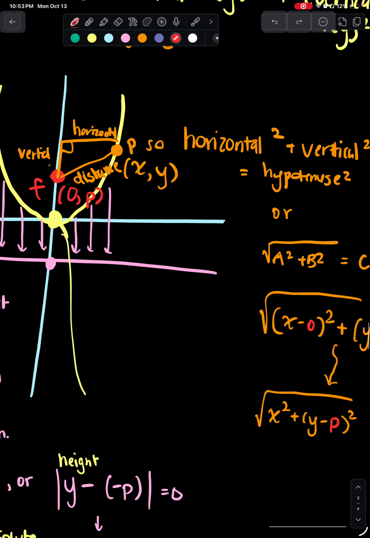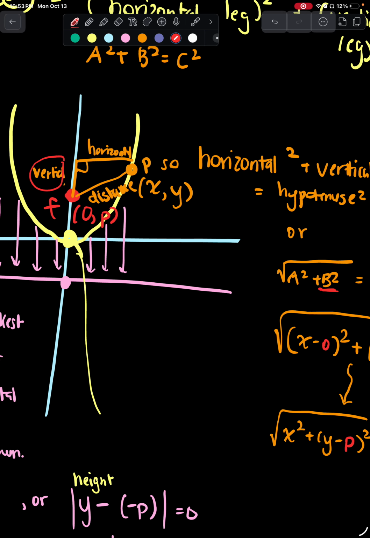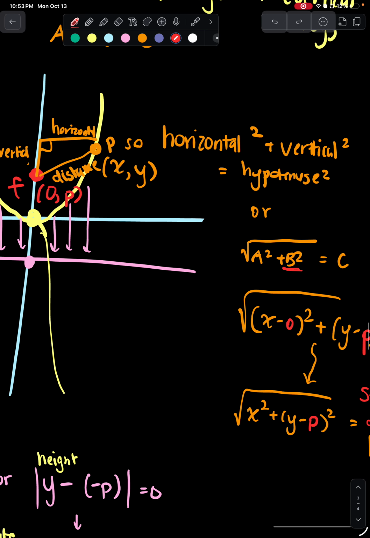Now the B squared is the vertical distance. So we made that y minus p because it's the distance from this y minus this p. So literally just y minus p, x minus 0, because we're comparing the distance, like you would compare the slope, change of x over change of y. It's the same thing. Change of x would be like y2 minus y1. This p is just y2.